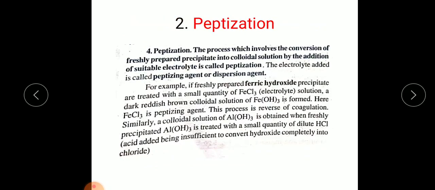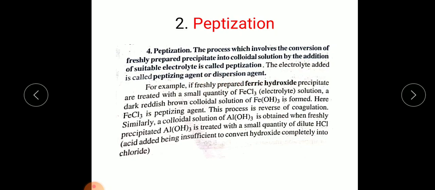Number 2 is the peptization method. Peptization means the process which involves the conversion of freshly prepared precipitate into colloidal solution by the addition of a suitable electrolyte. The electrolyte added is called the peptizing agent or dispersing agent.